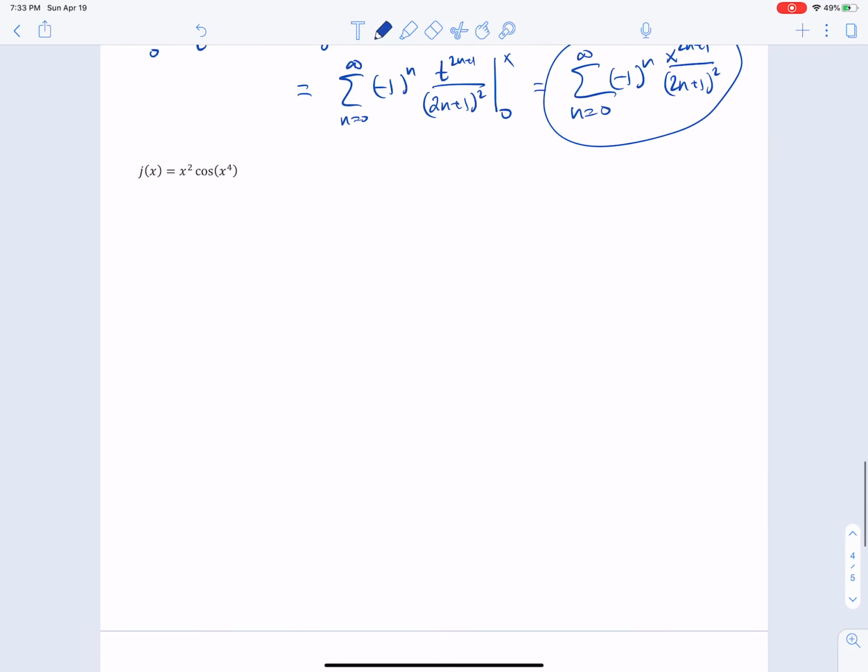Our next example is j of x equals x squared cosine of x to the 4th. We've got a couple things going on here. We'll start off by remembering that cosine x is this.